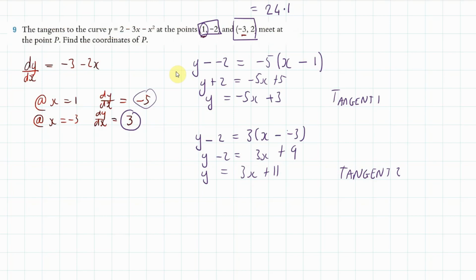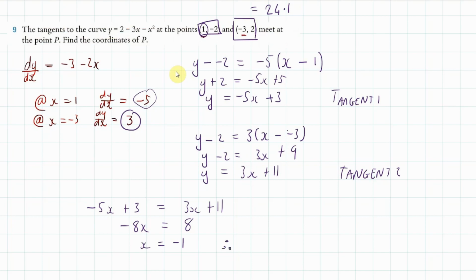Alright, now, where do they meet? How would we find out where these two tangents meet? Well, we are simply going to make this equal to this, and that will give us the x value. So we go minus 5x plus 3 equals 3x plus 11. Bring the x's across to one side and the numbers across to the other. So I get negative 8x if I subtract 3x from both sides. And if I subtract 3 from both sides, I get 8. So hopefully it makes sense. And then x must be equal to -1. That is where they meet.